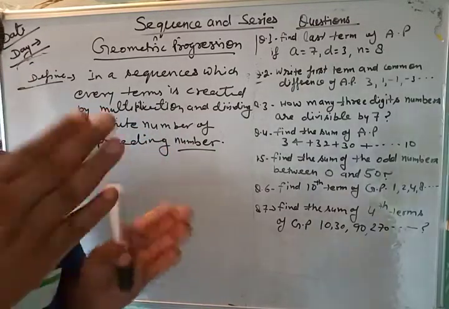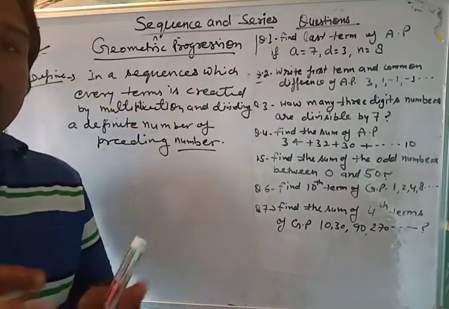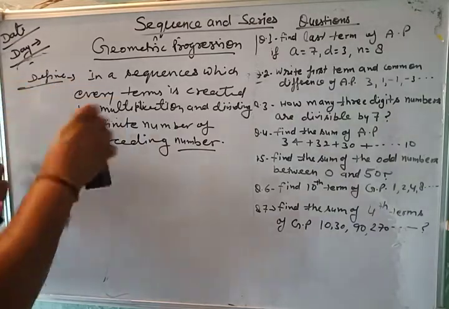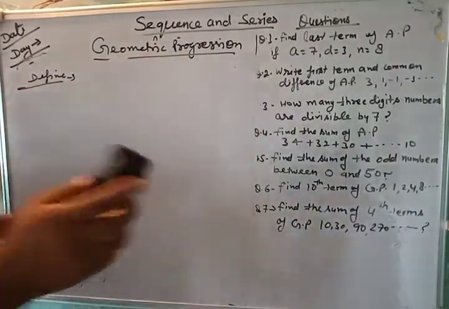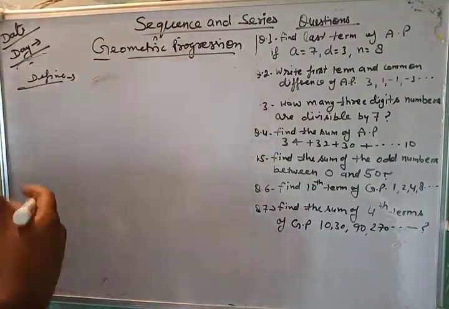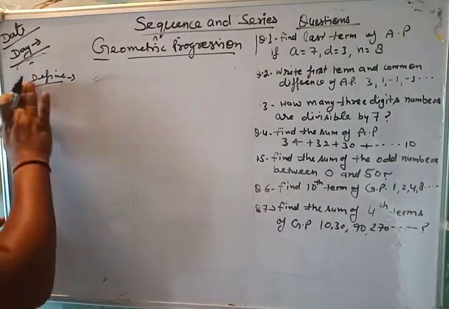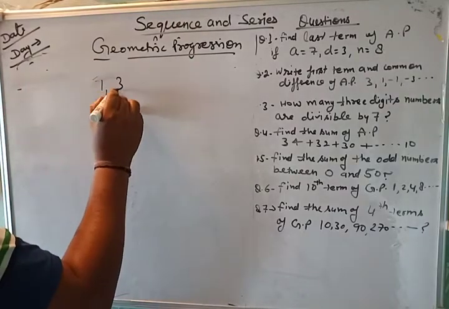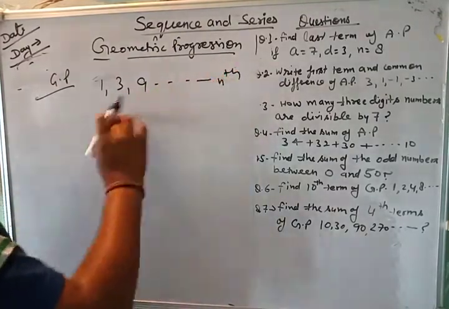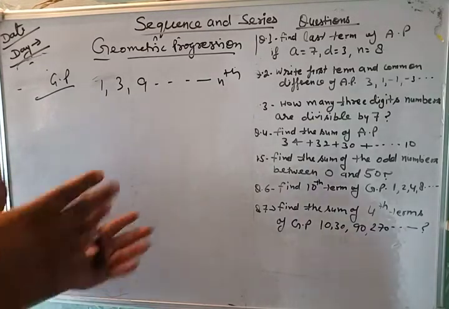मतलब अपने पहले नंबर से एडिशन और सब्ट्रैक्शन. But in case of geometric progression we will find the difference between terms by multiplication and division. The definition is very easy. Simply, if the common ratio is equal for all the series, that is called geometric progression. So here the series 1, 3, 9 is a GP, so it is a geometric progression. Geometric progression means multiplication and division of the preceding numbers.